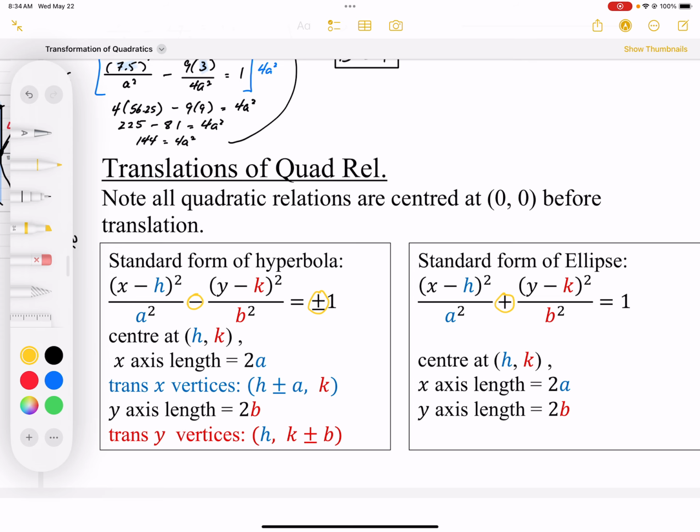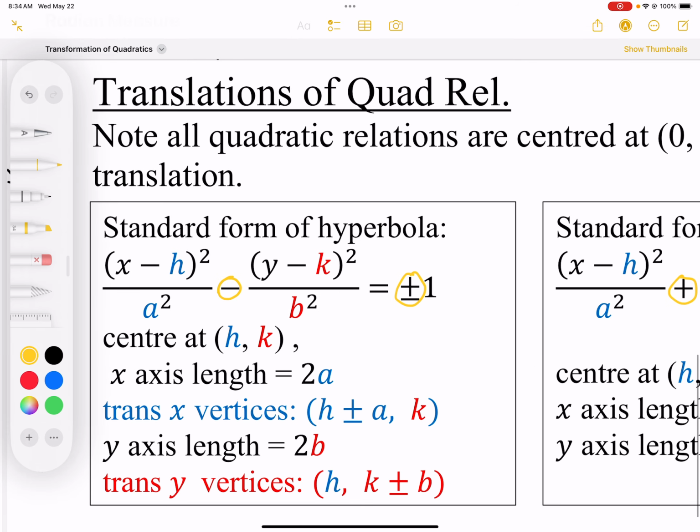to a positive. So the translations are going to be done just like with parabolas, where the h value is a horizontal shift, and the k value represents the vertical shift. The horizontal and vertical shift will locate the center. So the center is going to be at (h, k), and the distance between the vertices becomes twice a. So a gives us the distance to the right and left, along the x-axis.